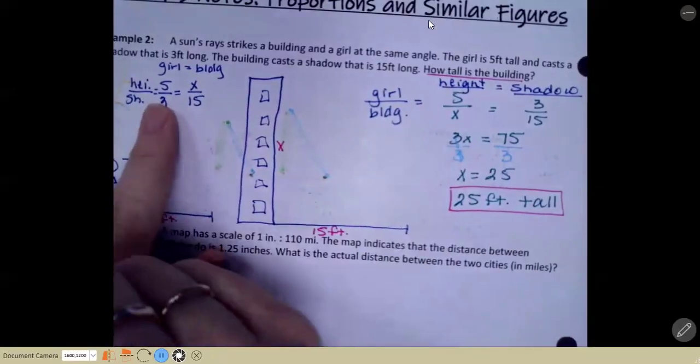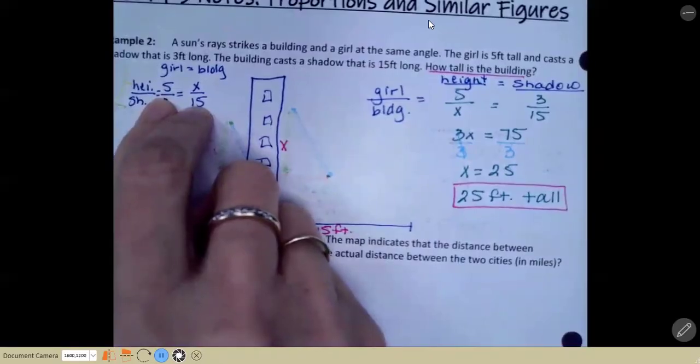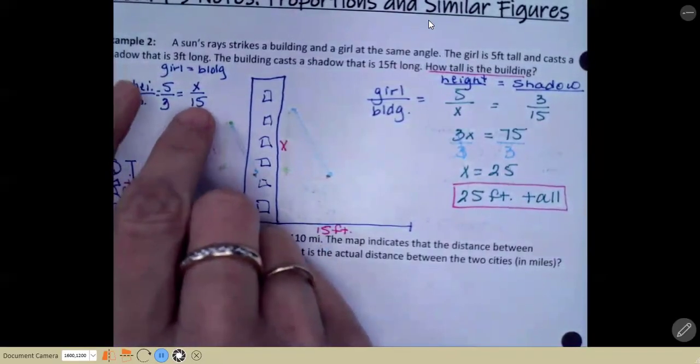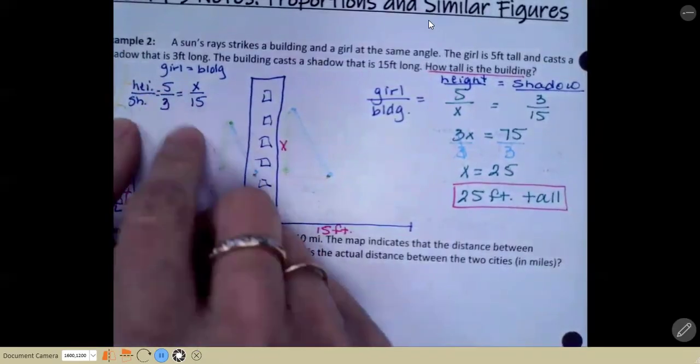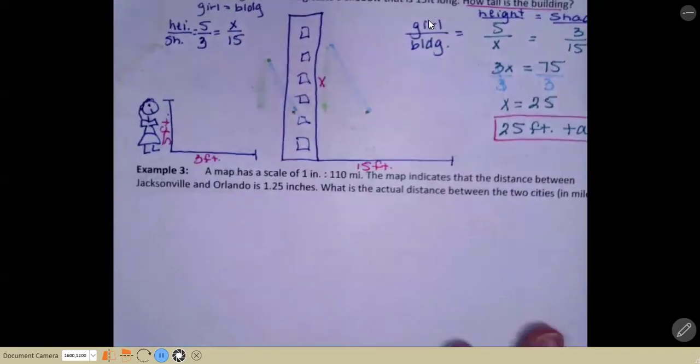Okay, there was the question asked, can you cross simplify these? And the answer is no, that is with multiplying fractions. So you use the cross product and you multiply them together, but do not cross simplify. Okay, if you do that, you're going to end up with the wrong answer and it does not represent a proportion. All right, let's go down to example 3.